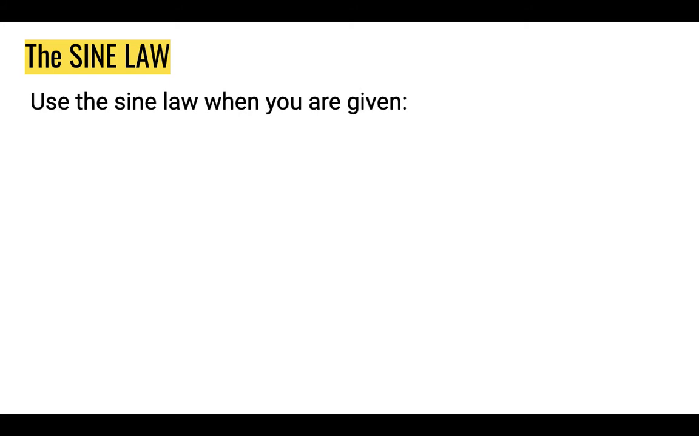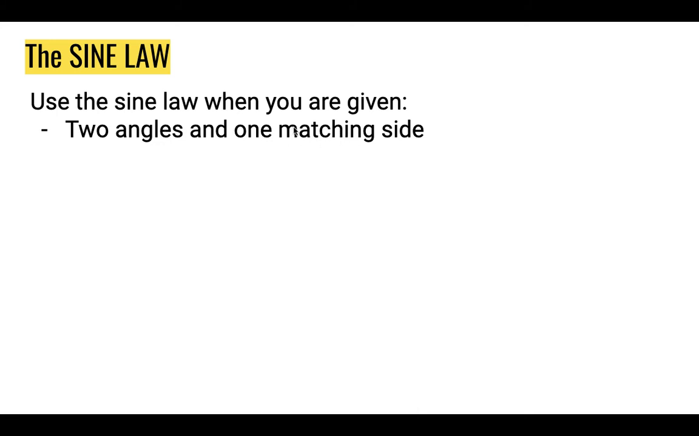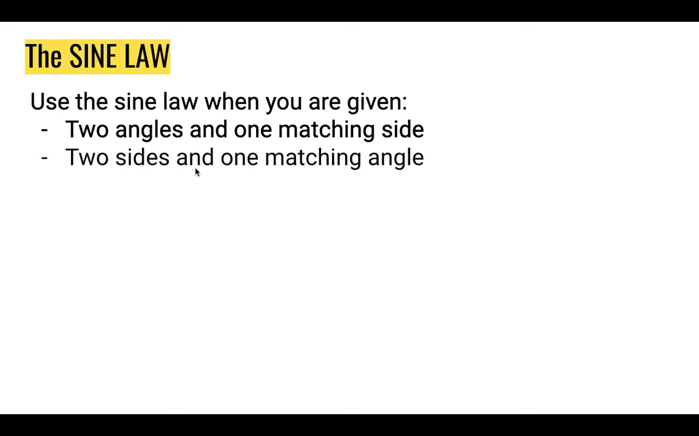Okay, so how are we going to use the sine law? Well, the sine law is a specific equation that you're going to use to solve a triangle when you have two angles and a matching side. So matching just means you have one of these sides across the triangle from one of these angles, okay? And we're going to do some examples. You can also use it if you have two sides given and one of the angles across from one of those sides.